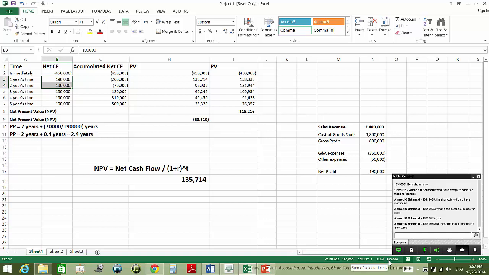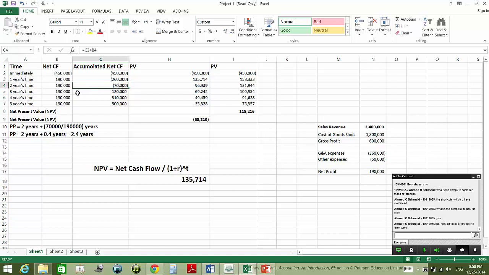So how much is the 70,000, that's the remaining for the 450, how much is this one from 190? So we need to divide 70,000 by 190. It will give us 0.4 here. That means the payback period is 2.4 years. Okay, this is the payback period.